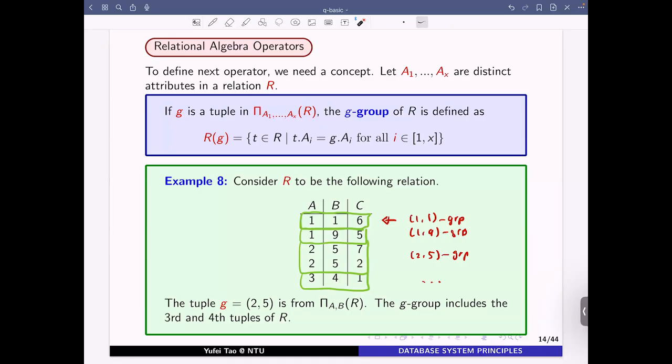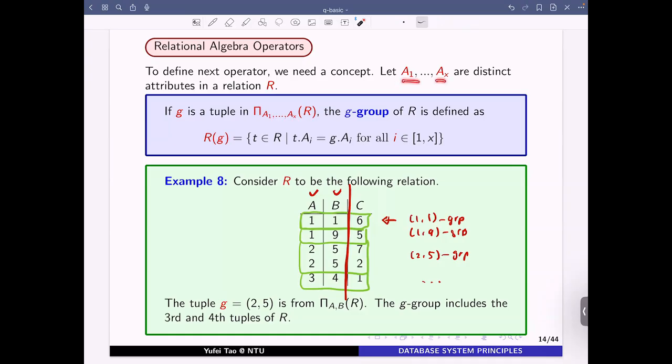Now let's look at the formal definition together. You still remember I mentioned in the beginning, this AB: you have to specify a sequence of attributes, actually a set of attributes. Here the set of attributes is AB. In general, it could be A1 to AX, for some number X. In my example, it is AB, and so X is 2.